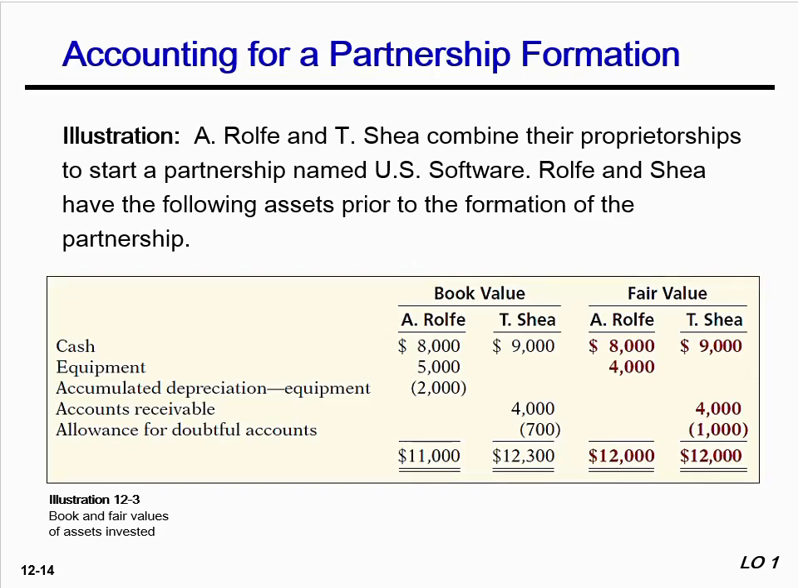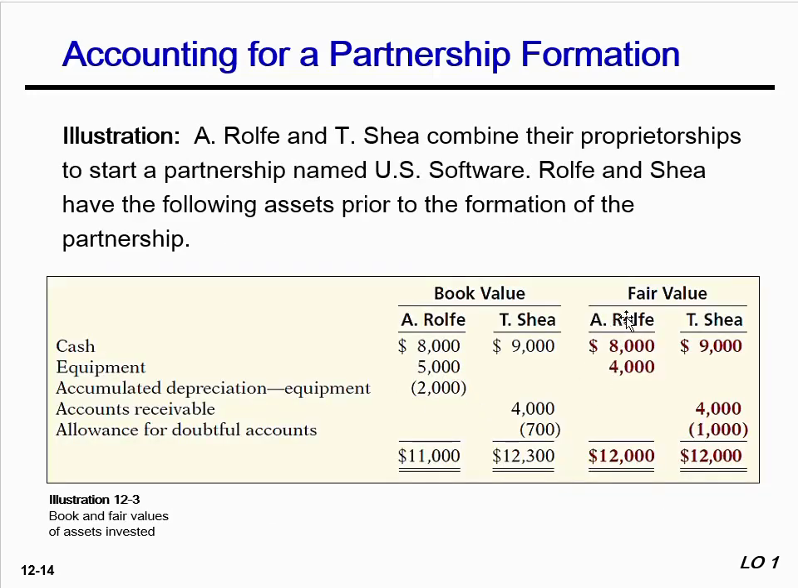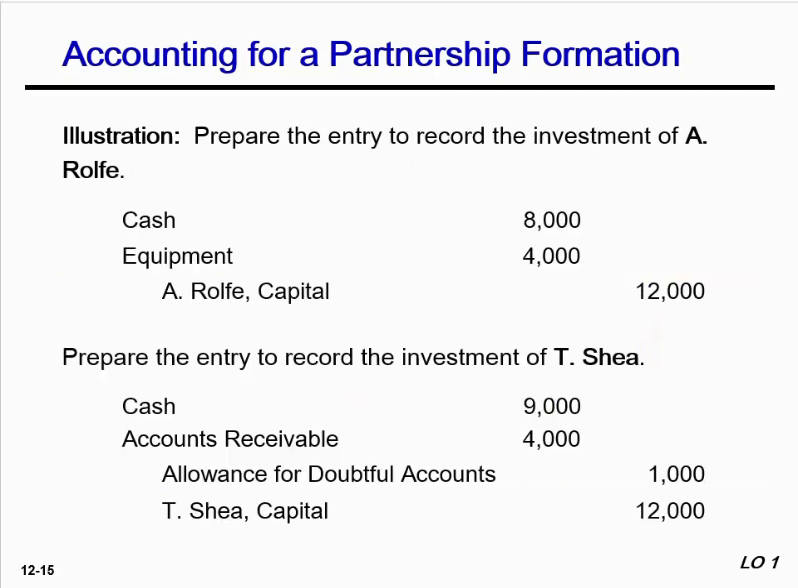So let's record the journal entries for the ownership, or capital, of Adolphi and Tishia. But before that, let me just quickly summarize. If I'm going to record for Adolphi, the fair value of cash he brought is 8,000 and equipment is 4,000. There is nothing for accumulated depreciation because they were already netted off. So two assets he brought, cash and equipment. So let's record the journal entry. He brought cash for 8,000 and he brought equipment for 4,000. So this together is his capital: 8,000 plus 4,000 equals 12,000.